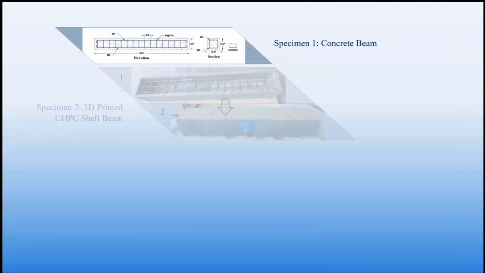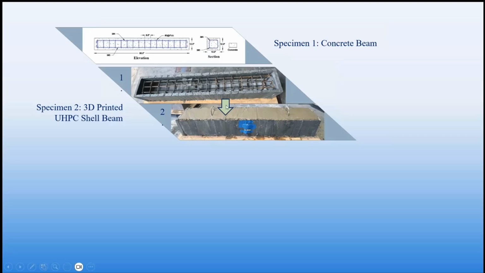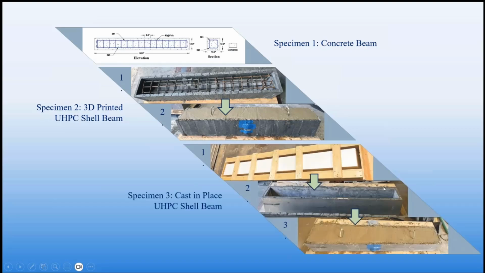For this beam, we constructed just a rectangular beam. We had the shell printed using section printing, and then we also had the shell using cast in place. We wanted to see what the difference is between all of them, and all of them had the same amount of reinforcement and the same cross section.